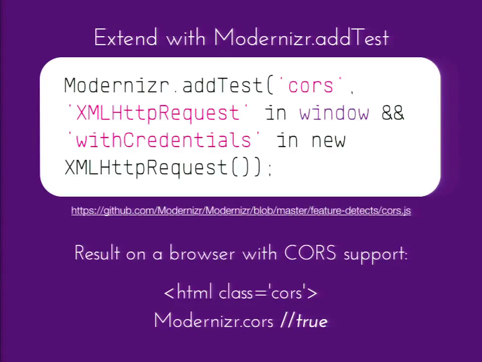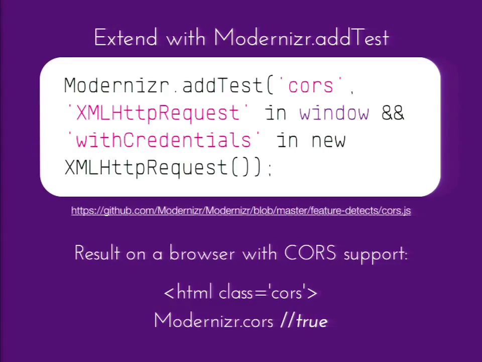So this is how you add a test. This is if you didn't want to replace the Modernizr library, you could add a test to it. I guess if you have Drupal 8 and you don't want to add the extra weight of the module, or I don't know, but you can use this and you can do a test.